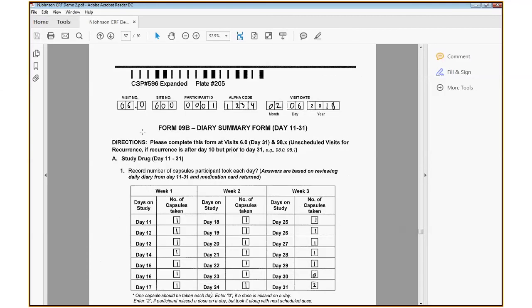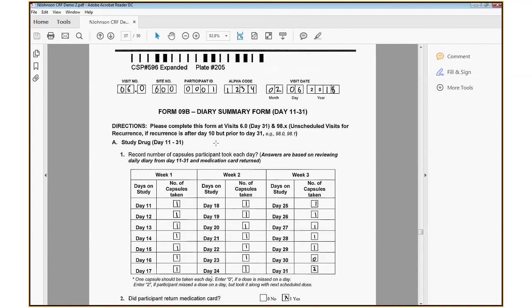Even though we have gone over Form 9A, 9B is different as the stool diary does change over time. So this is the diary summary for days 11 through 31. Past day 10, the diary becomes more condensed to make it easier, and basically multiple days, it does a week at a time on each page, as opposed to 1 through 10, where each page is a day.